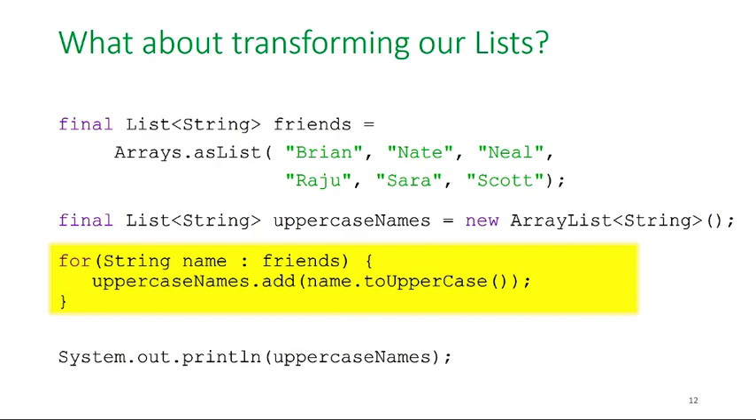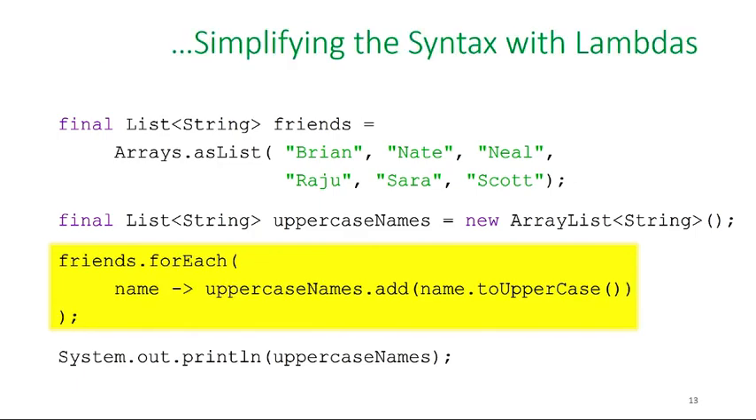So we start with an empty list. And then we have here a traditional for loop. So this is an enhanced for loop. We iterate over all the names in friends. And for each name in friends, we cast it to uppercase, and then we add it to our uppercase names list that we're building. And then we display the whole thing, okay? So that's the enhanced for loop way to do it.